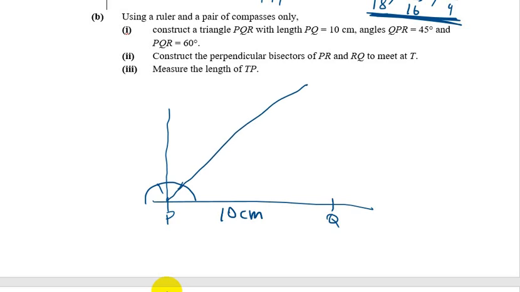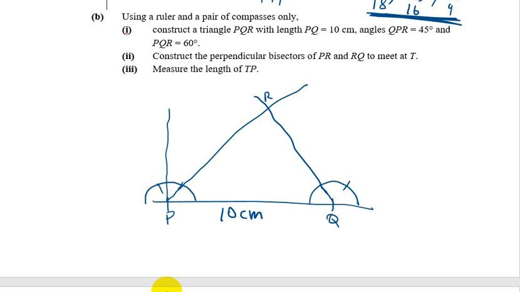And they said angle PQR is 60 degrees. So I'll draw my semicircle again, then my 60 degrees will pass through this line like this. Then that will give me my R. And they said construct a perpendicular bisector of PR and QR.